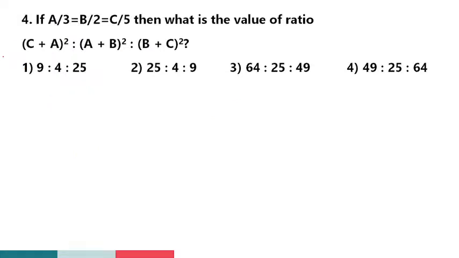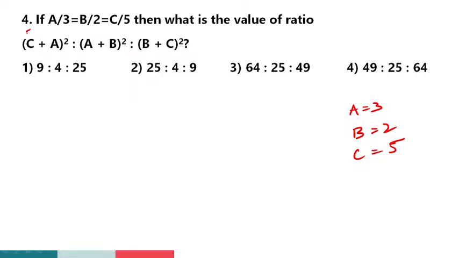Okay, right, and move on to the next one. If a by 3 is equal to b by 2 is equal to c by 5, then what is the value of the ratio (c plus a) whole square, (a plus b) whole square, (b plus c) whole square? I think no need for pen and paper. So a by 3, take the 3 to the side. Then the a value is 3. Okay? So a value is 3, b value is 2, c value is 5, and directly substitute here.